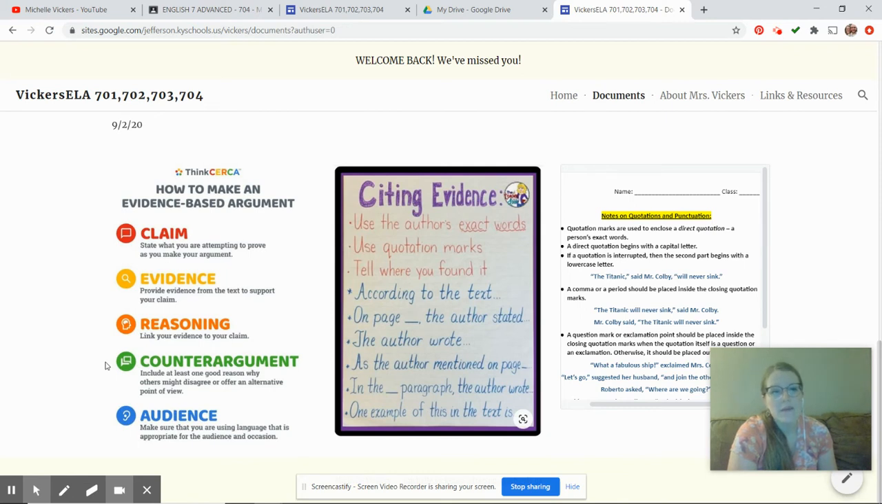So anyway, I believe in your science classes you use CER already. That's basically what the beginning of CERCA is. Instead of statement, evidence, explanation, it's claim, evidence, reasoning.